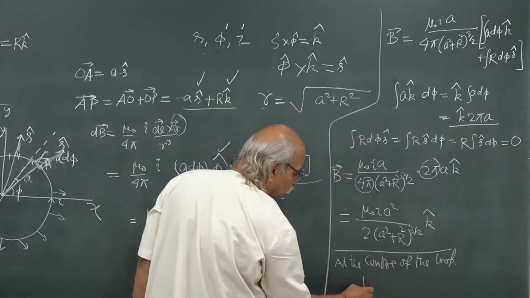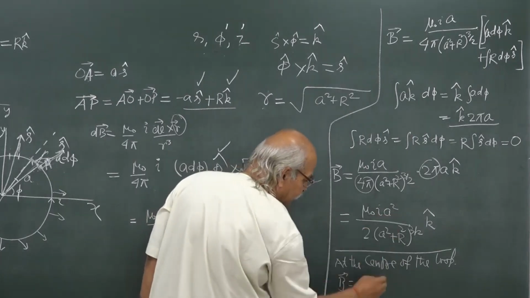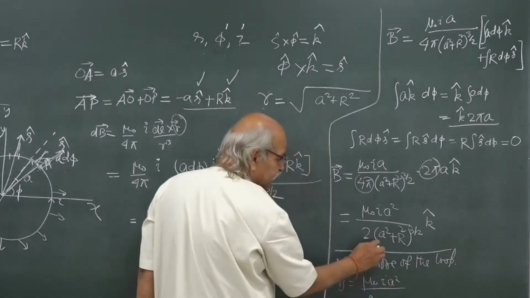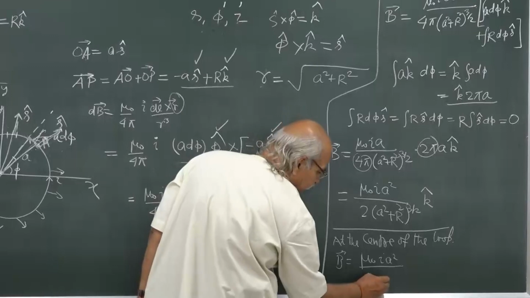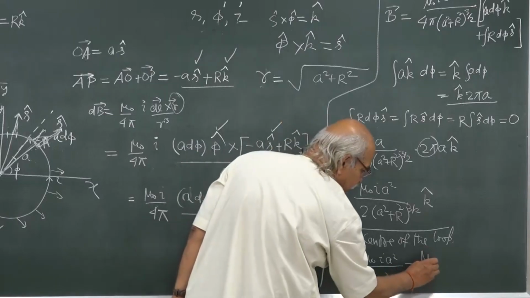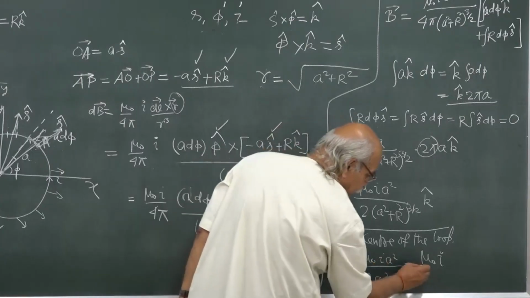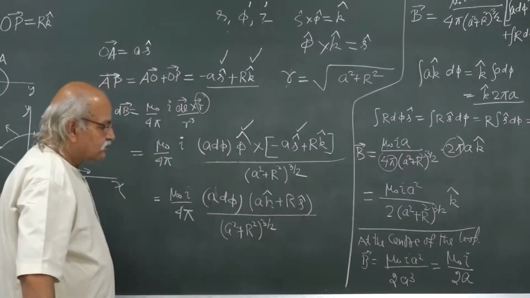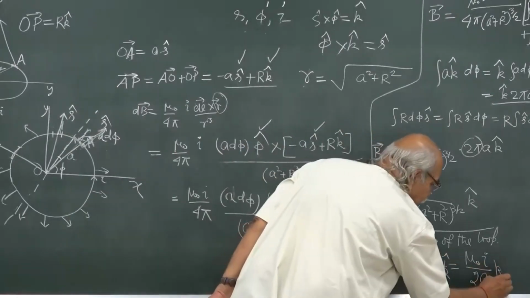It will be mu naught B equal to mu naught I A square divided by 2, and then A square to the power 3 by 2 here. So, it will be A cube, this is 0. So, it will be A cube, and that is equal to A mu naught I divided by 2A. That is the magnetic field at the center of the current loop.